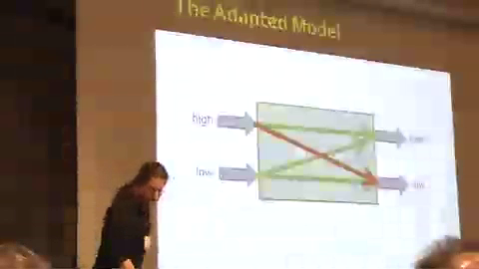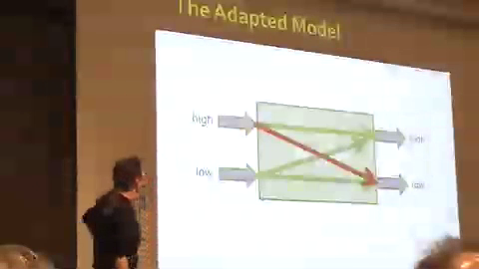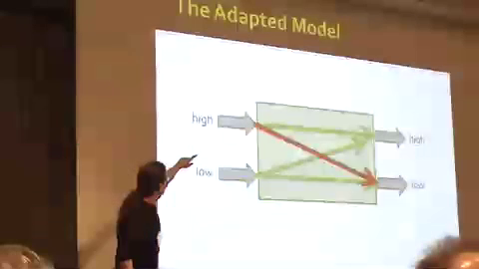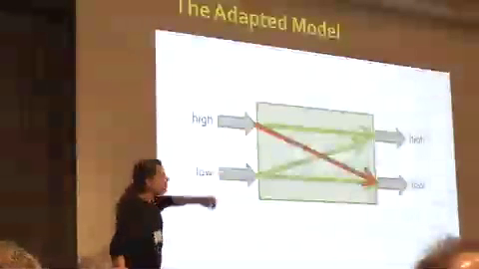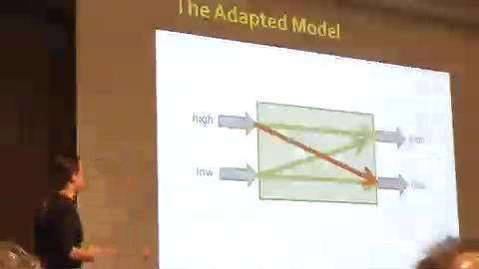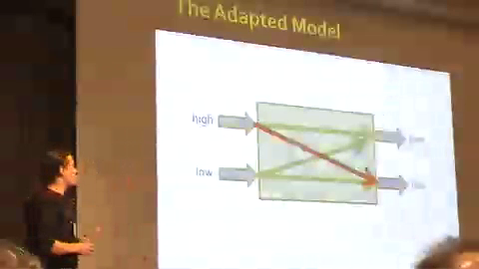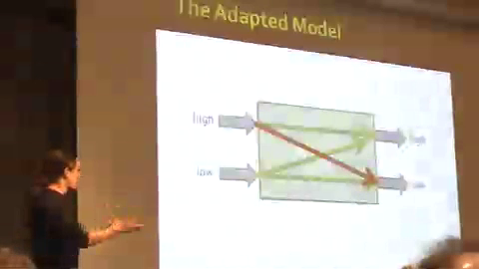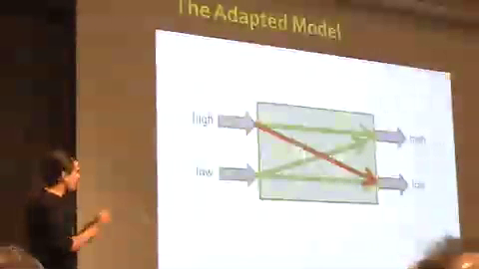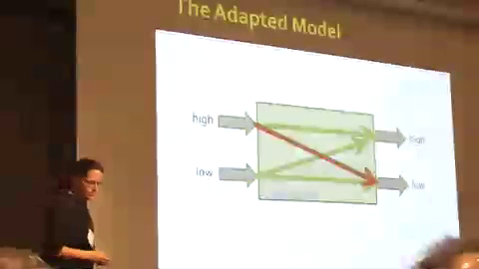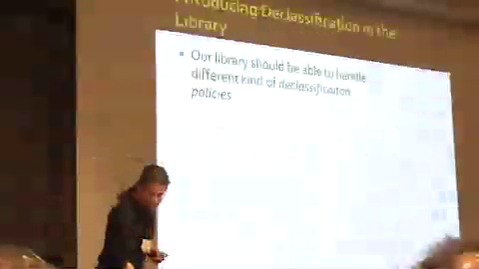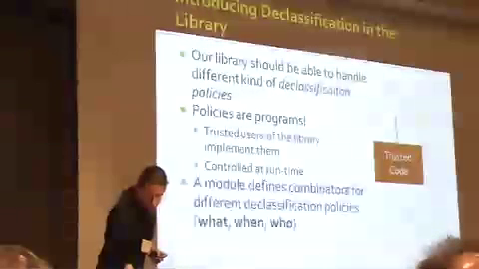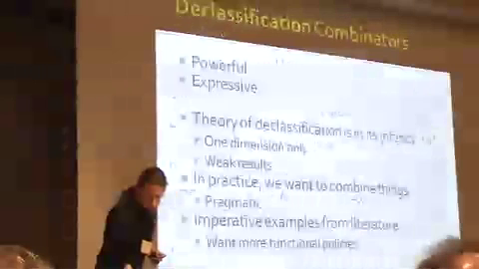And the idea is that if we look at the model that we had before, we allow all this information to flow, but a little bit of information can flow from high to low. And exactly how little is determined by the trusted code. So the trusted code can give capabilities to the untrusted code to leak some of the secrets, but only in a very limited way. And the paper provides combinators for doing that, but I don't have time to go into that, so let's skip through that.